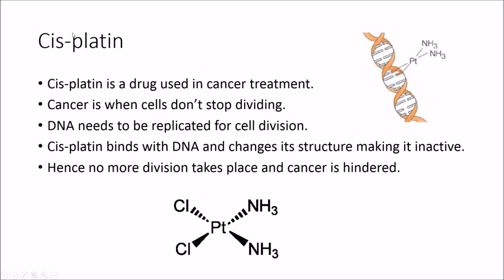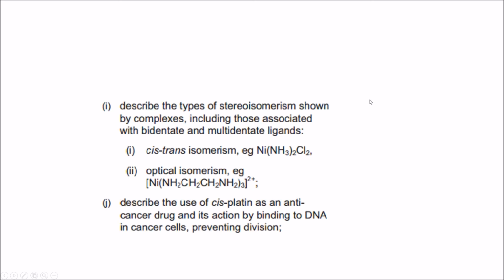Now, the reason it's cisplatin and not transplatin, so transplatin would have an NH3 here and an NH3 here, and a Cl here and a Cl here, is because of the way it's actually bonded. The two Cls need to be together in order to bond. If you had one Cl here and one Cl here, it would be too far apart for them to alter DNA correctly. And that's all you need to know on stereoisomerism.